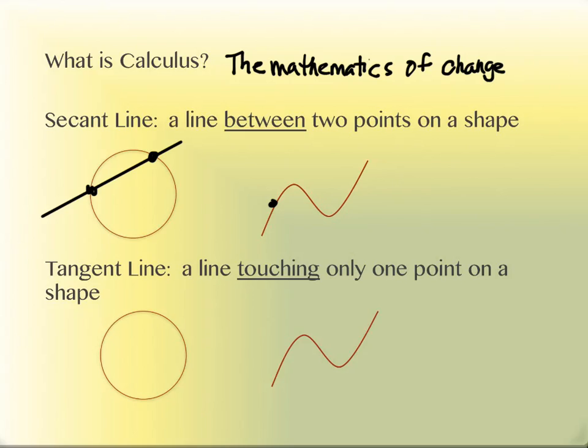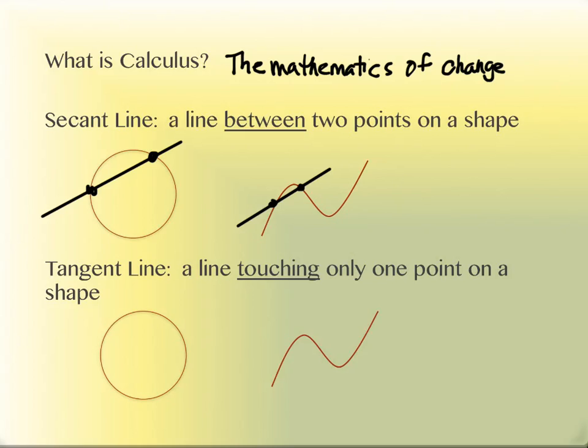If we take two particular points on a curve, let me put it here, and we connect them with a line, that's called a secant line. That's all a secant line is, connecting two different points on a curve. Tangent lines are a little bit different, okay? So tangent lines can be talked about as being a line that just touches a curve, right?